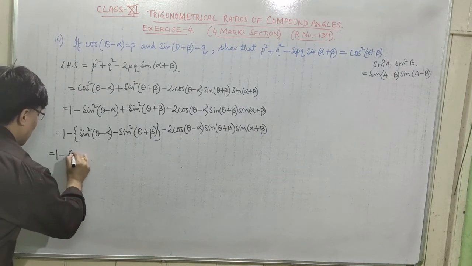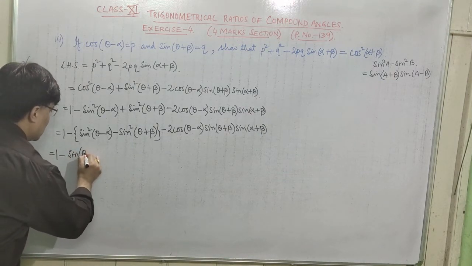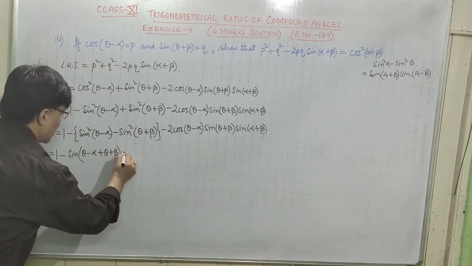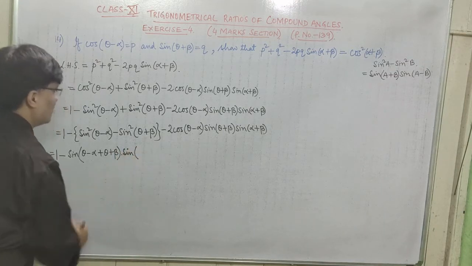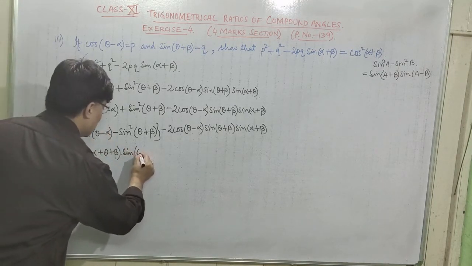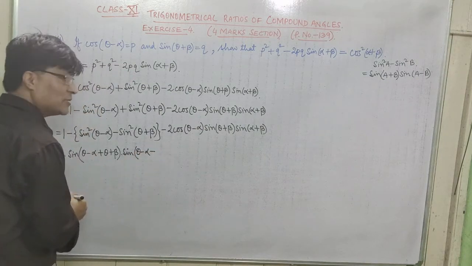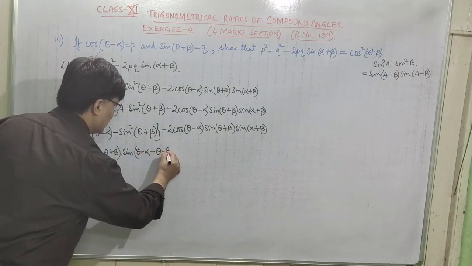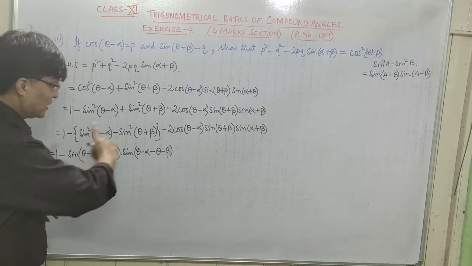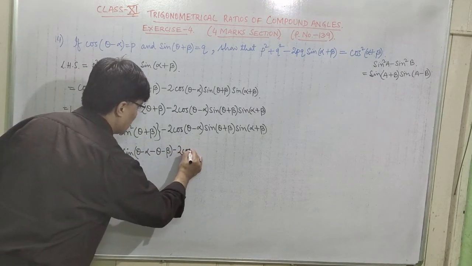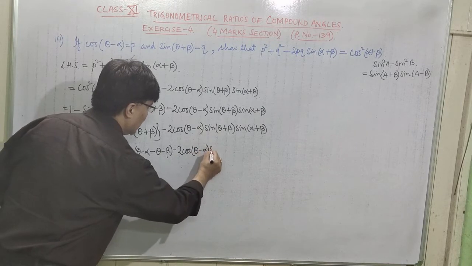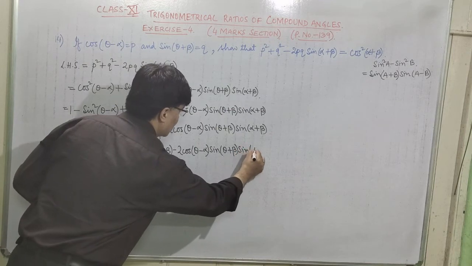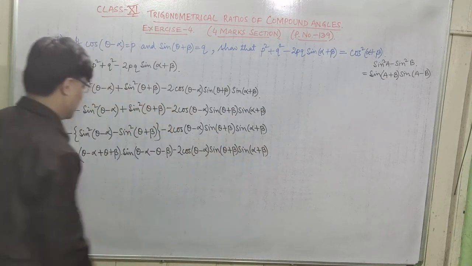1 minus sine of, what is A plus B here? It is theta minus alpha as A plus, what is B? Theta plus beta, into sine of within bracket. What is A minus B here? It is theta minus alpha minus theta, minus into plus, minus beta. Is that clear? And keep the last term as it is, minus 2 cos of theta minus alpha, sine of theta plus beta, sine of alpha plus beta.